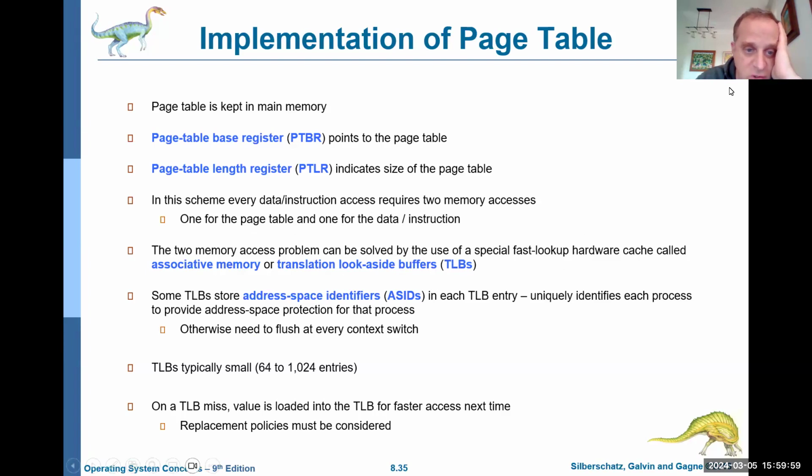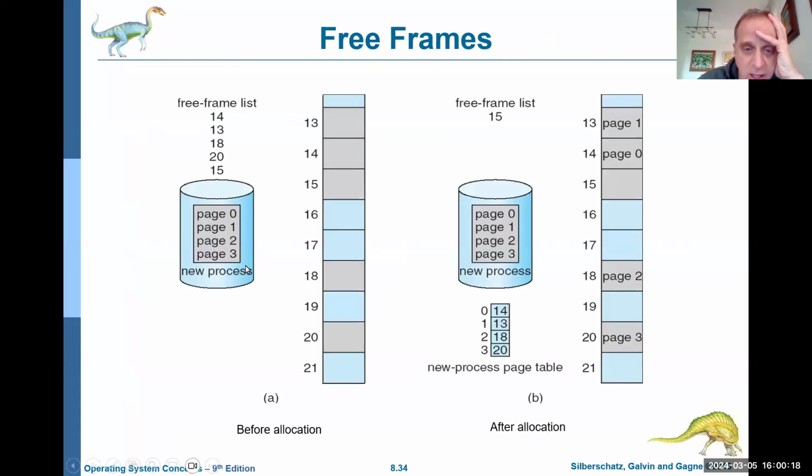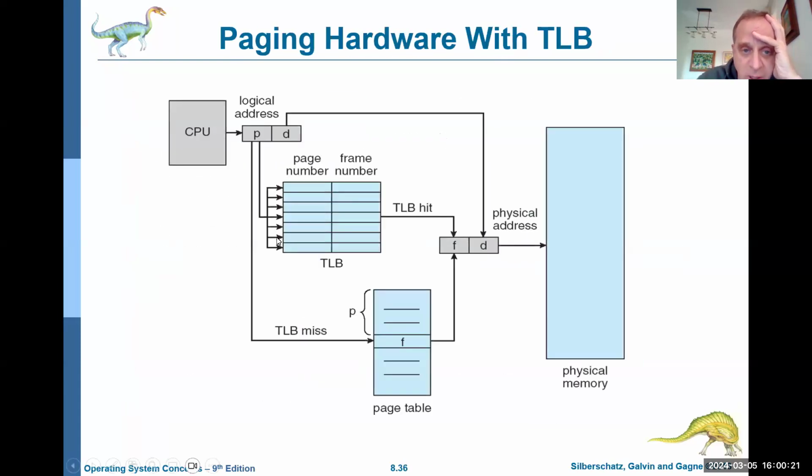Some TLBs store address space identifiers in each entry, which uniquely identifies each process to provide address space protection for that process. In other words, this is an interesting idea here. In the TLB, I could have the page number, but I could also have which process's page number. And then as I move between processes, I don't have to clean out the cache every time.